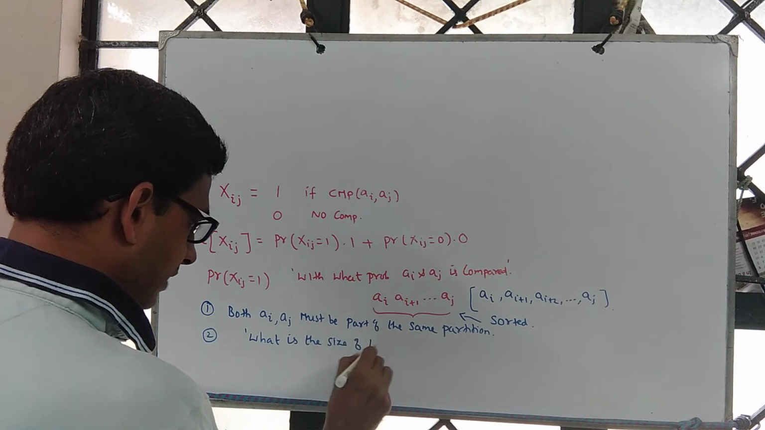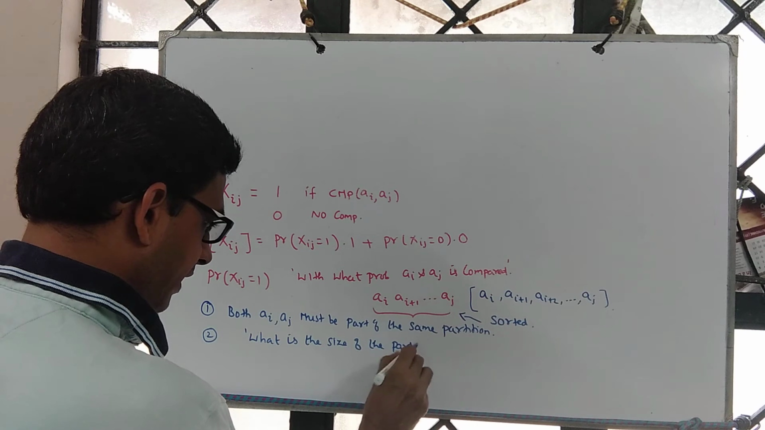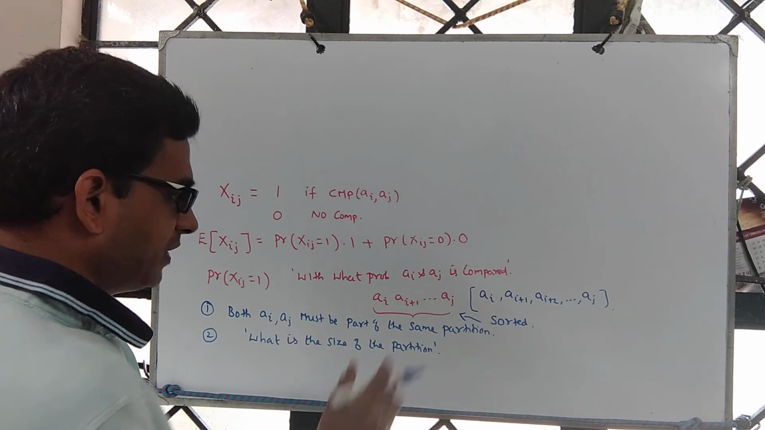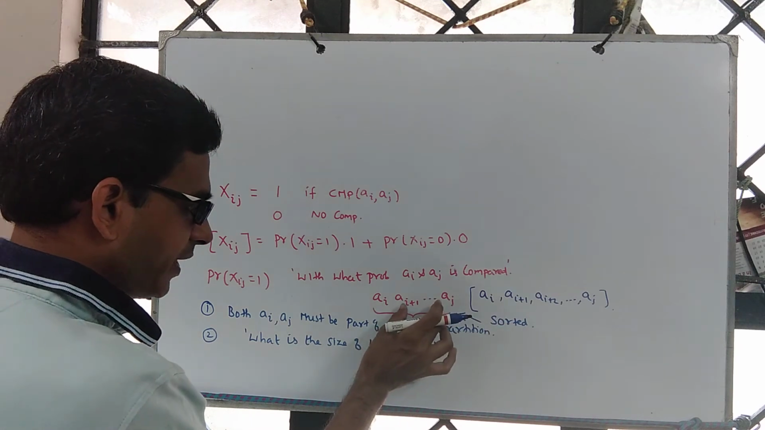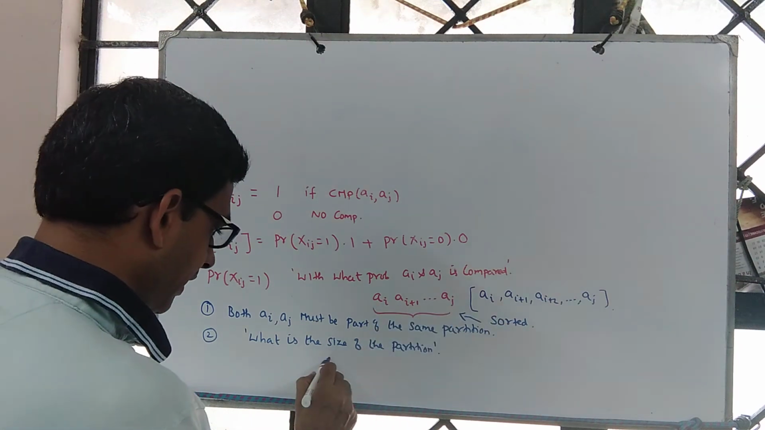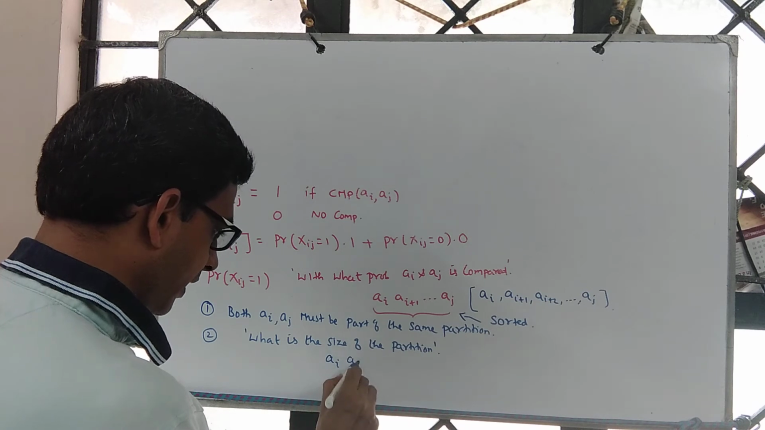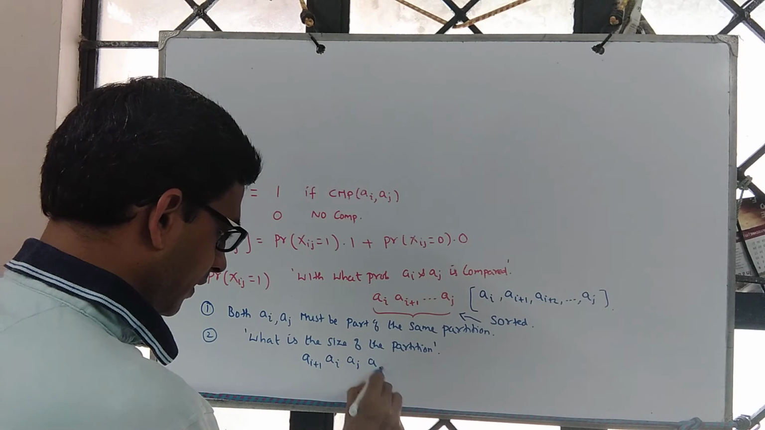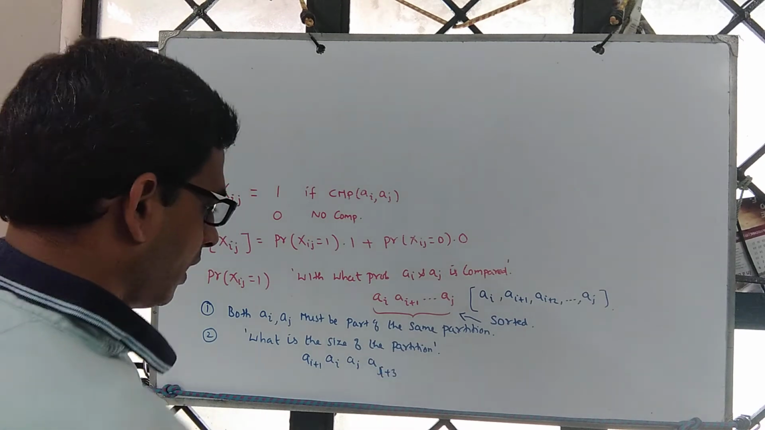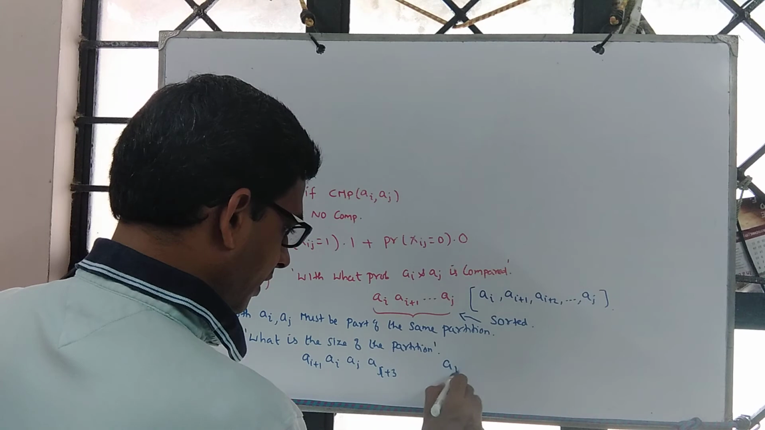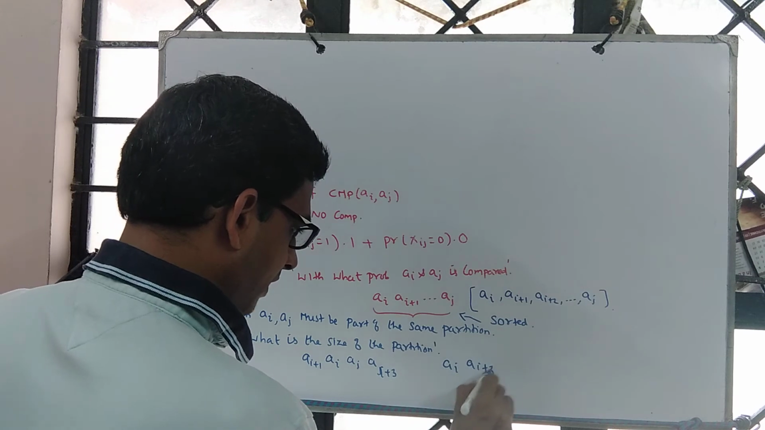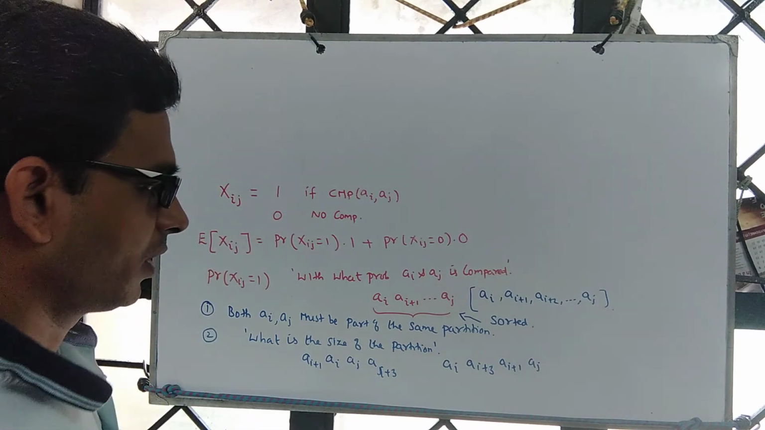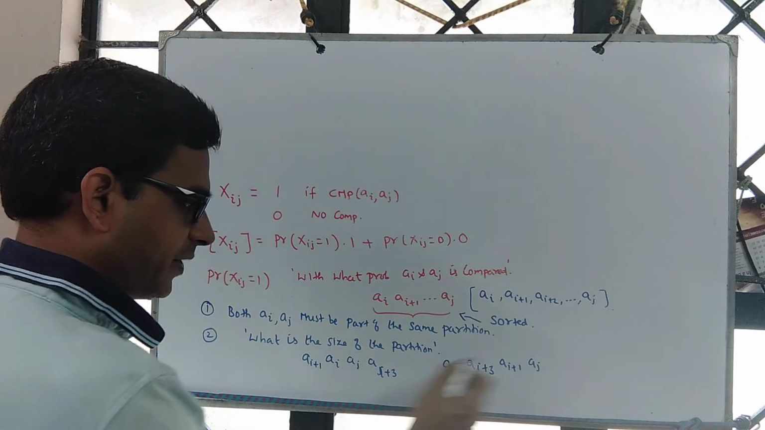What is the size of the partition? Because we need that as part of estimating probability, which is why, because we don't know how many elements there are between AI and AJ. It could be AI, AJ; this could be AI plus 1, this could be AI plus 3, or the partition could be AI and AI plus 3, AI plus 1 and AJ. And AI plus 2 can appear here or there.